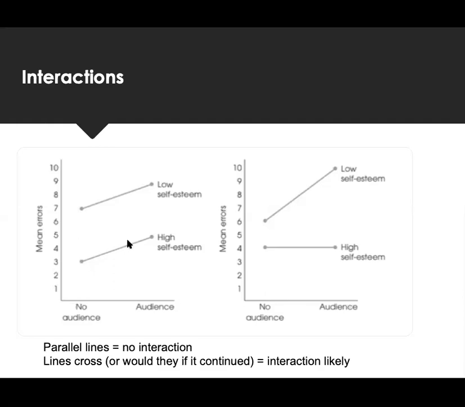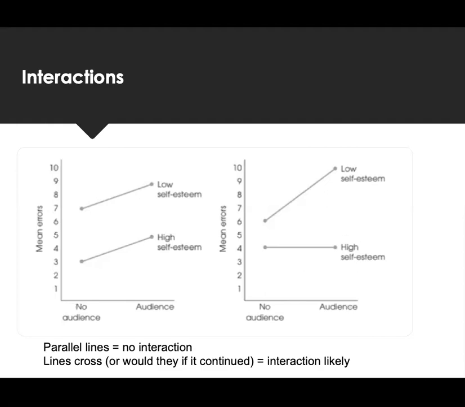And then when you add an audience, in this case, so this is one data set, let's say, the errors go up when you add an audience for both the low self-esteem group and the high self-esteem group, but they do so at exactly the same rate, right? So it looks like they go up by 2 from 7 to 9 for low self-esteem, and they go up by 2 from 3 to 5 for high self-esteem. So on the left, if this data set is graphed, this is showing no interaction effect.